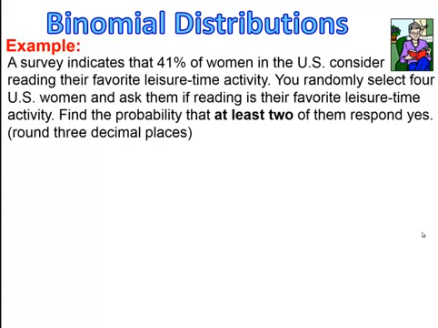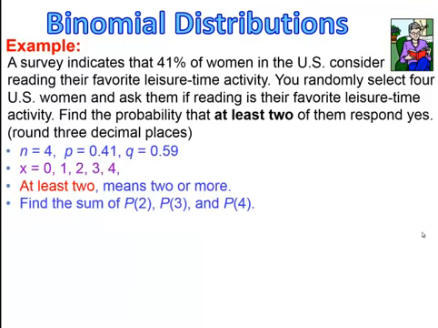So when we're doing this, the key information here is they want us to round to 3 decimals. So I'm going to pull out the information I need, which is the sample size, which is 4, my probability of success, the 0.41, and then my random variables go from 0 to 4. Because it's asking for at least 2, that means that I need 2 or more. At least means it includes 2, but it wants every number above that.